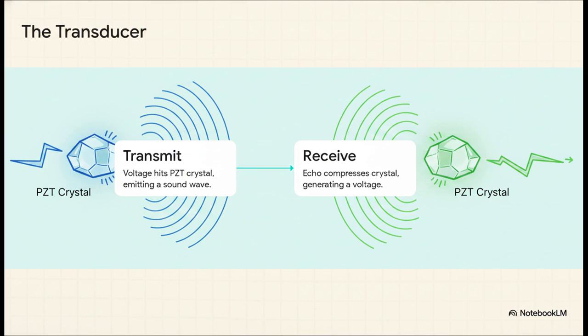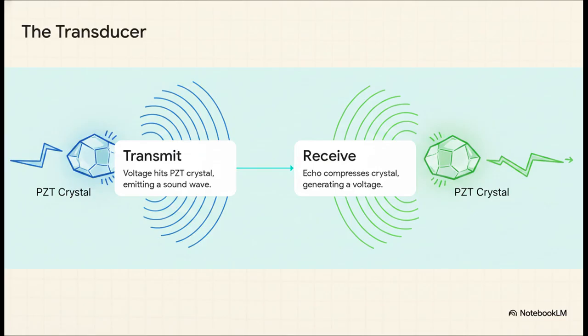Inside the transducer are these special crystals, traditionally made from a material called PZT, or lead zirconate titanate. These crystals possess a remarkable property called the piezoelectric effect, and it's basically a two-way street. In step 1, the machine hits the crystal with an electrical voltage. The crystal physically deforms and pulses out a mechanical sound wave.